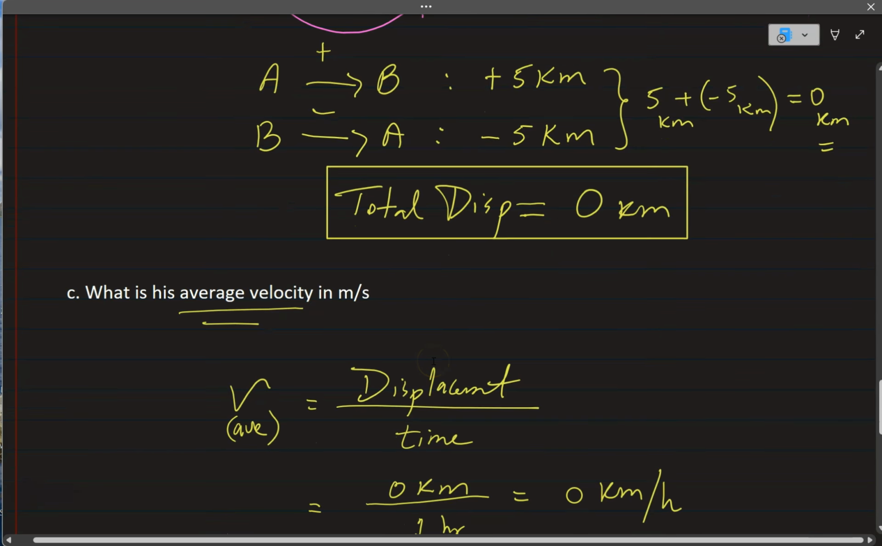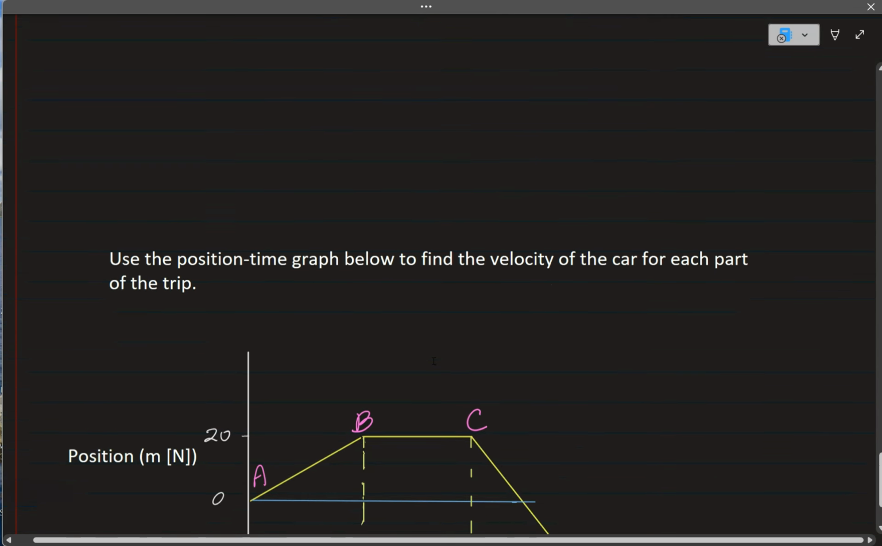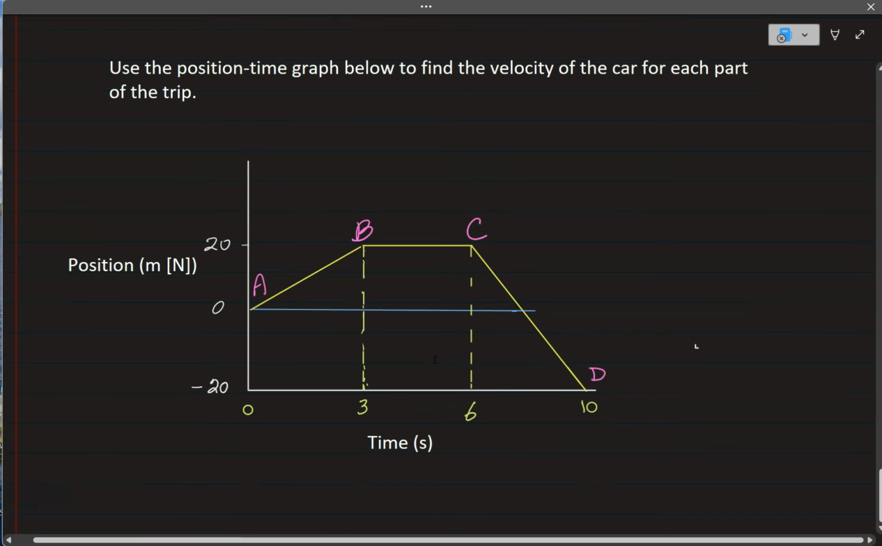Okay, now let's look at the second question, then I'll stop. This question is a little bit involved, but it's the idea of the graphic representation of the position time graph and what it represents. So I'm going to walk you through this question and then we do some review.